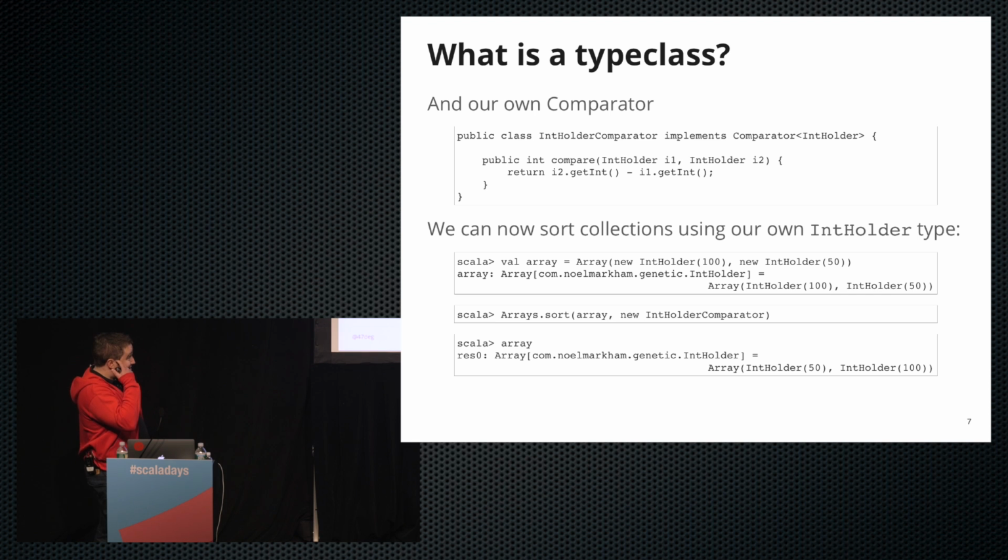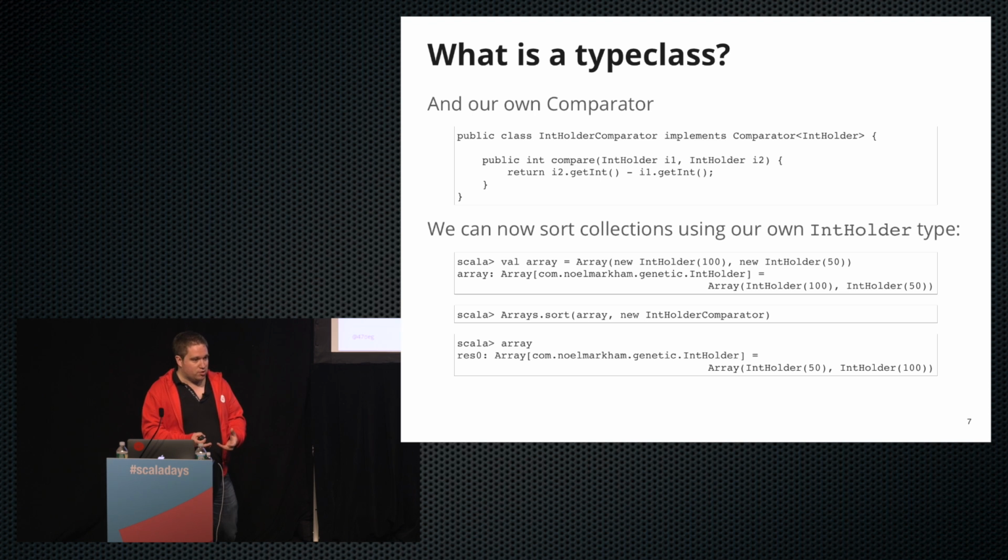And actually, this itself is what a type class is: we've separated out our type definition from the behavior which we want. And then we've got this method here that's saying, well, if you want to sort something of your own type, you need to tell me the rules of how to do it.